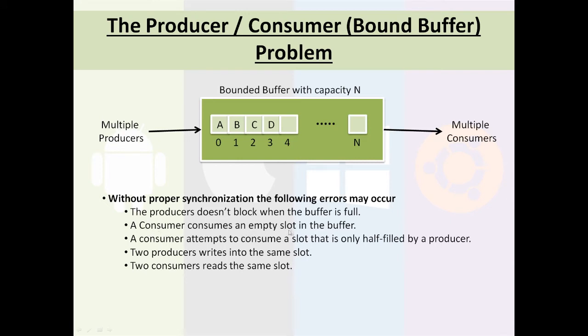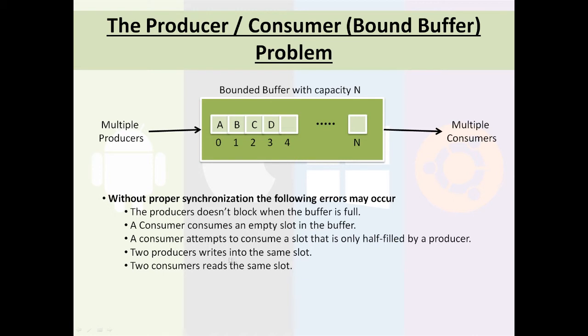Alternatively, a consumer consumes an empty slot in the buffer. What if the consumer tries to access an empty buffer? There's nothing for it to access, correct? So this is obviously an issue. Consumers should be blocked from performing this action. Another problem is a consumer attempting to consume a slot that is only half filled by the producer. What if, while the producer is writing data to the buffer, the consumer is at the same time trying to read from it? Obviously, this can lead to problems.